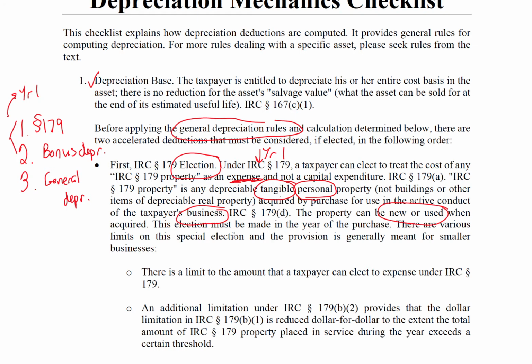You can't do it later on. So in the year of purchase, in year one of the asset, which is what I specified. Now, there's various limits that you need to consider, and you need to go into the Internal Revenue Code, your textbook, whatever you're looking at with respect to this topic and how you're learning this topic. And you need to see what the limits are because they change.